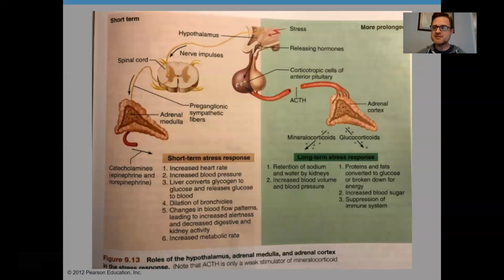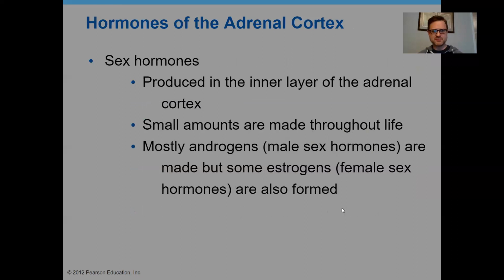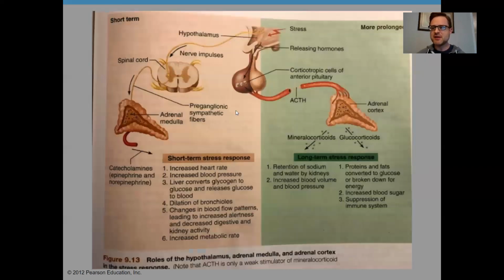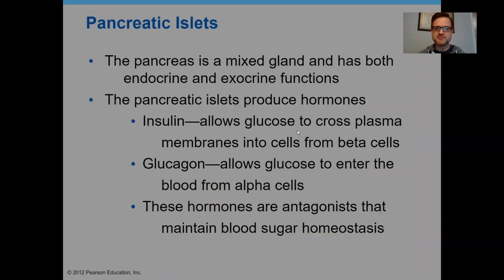But in some ways they help chill you out. I think your book calls them housekeeping hormones. Does your book use that term? I don't think I have it on here. Well, they promote normal cell metabolism, so they are, in a sense, housekeeping hormones to help keep the stress response from going too far. Okay, so that's enough about the adrenal glands.